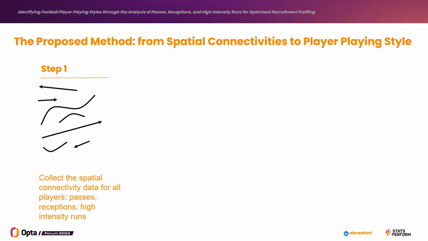So how can we come up with a model to analyze spatial connectivity style? We need a method. So here I'll walk you through the method that is going to capture the patterns in the passes, receptions, and high-intensity runs by a player. So first step is that we collect the data for all of our individual players. So we collect their passes, receptions, and all of their high-intensity runs.